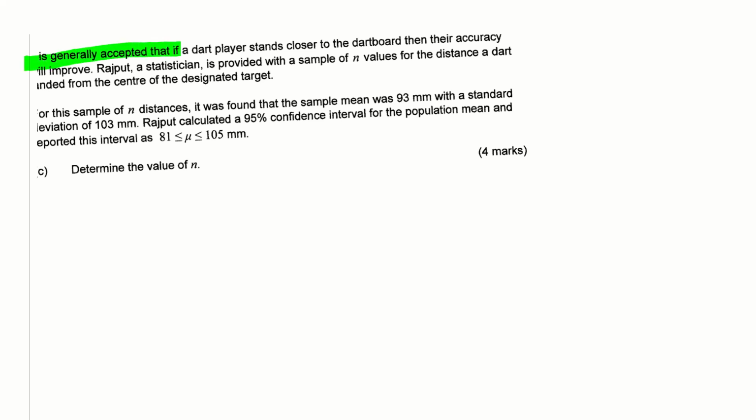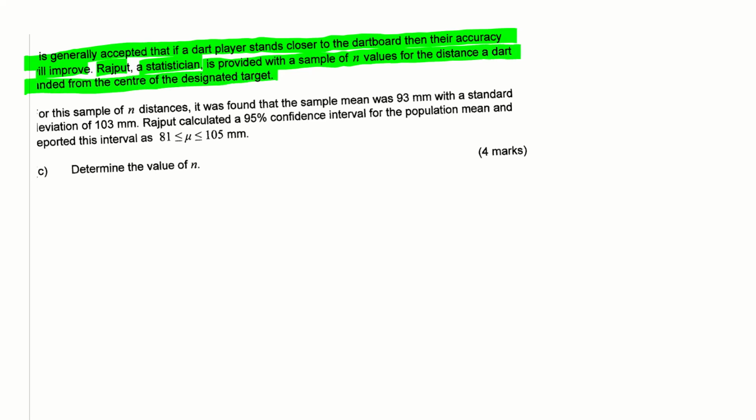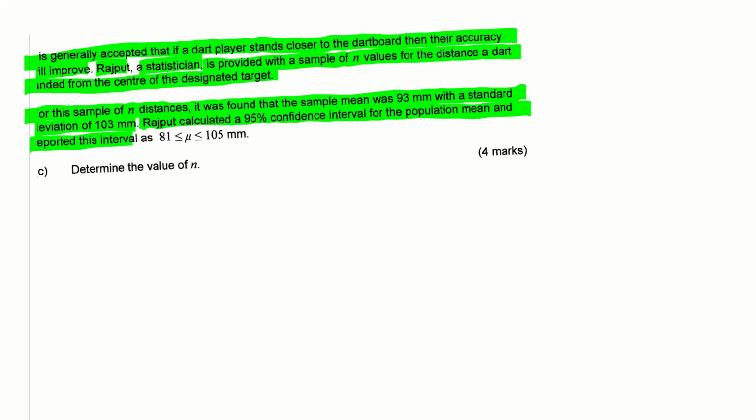It is generally accepted that if a dart player stands closer to the dartboard, then their accuracy will improve. Rajput, a statistician, is provided with a sample of n values for the distance a dart landed from the center of the designated target. For this sample of n distances, it was found that the sample mean was 93 millimeters with a standard deviation of 103 millimeters. Rajput calculated a 95% confidence interval for the population mean and reported this interval as 81 to 105. Determine the value of n.